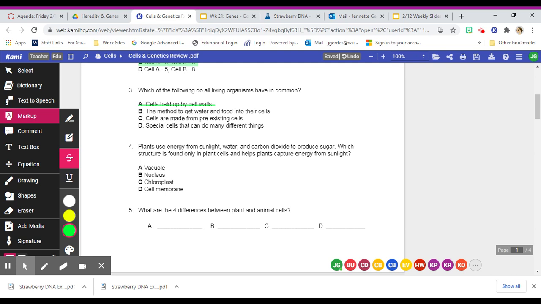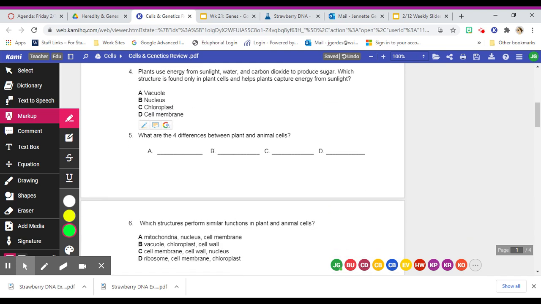But let's read D, special cells that can do different things. And yes, we do have specialized cells, but that is really not the answer that I believe we're looking for. So we need to find which of the following do all living organisms have in common. And all living things have cells that come from pre-existing cells. So for number three, you should have had C.